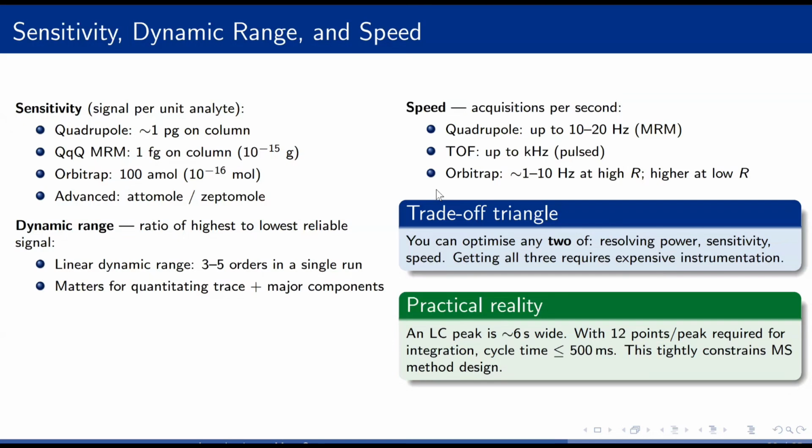Something is always given. The practical reality is that a chromatographic peak in modern LC is about 6 seconds wide. For reliable integration, we need at least 12 data points across the peak, meaning the MS cycle time can't exceed half a second. That half a second has to cover every acquisition, every transition, every switching overhead. Method development in mass spec is largely the art of squeezing everything you need into that budget.